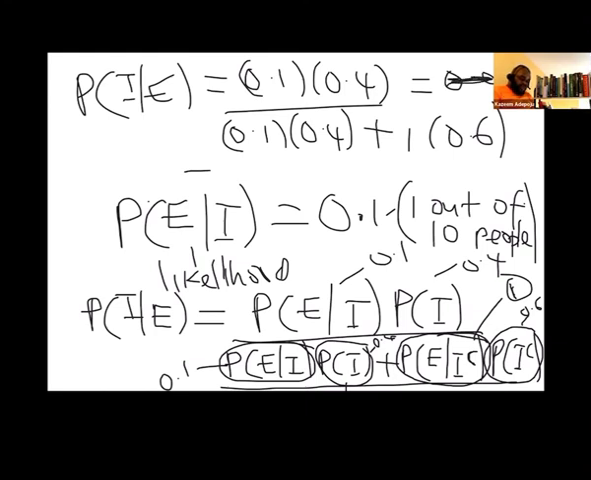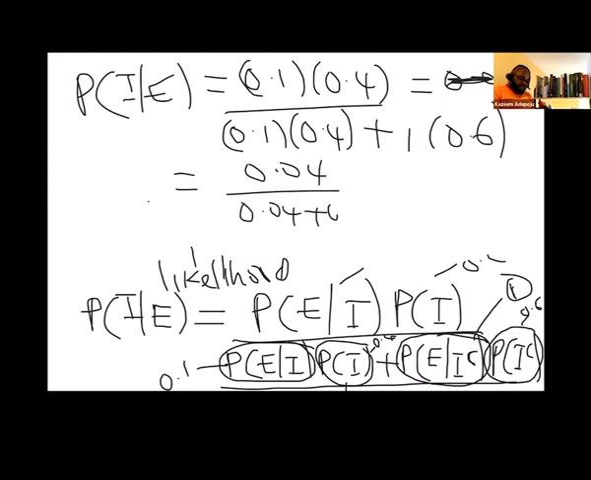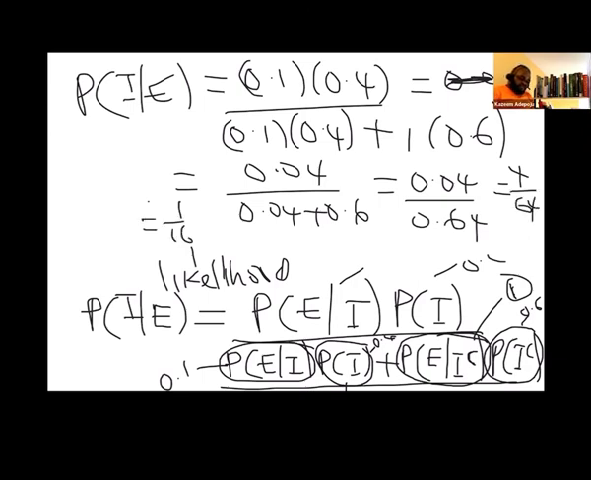So we're going to have, let me clean this to have room, 0.04 divided by 0.04 plus 0.6. So which is 0.04 divided by 0.64. This is more or less looking like 4 over 64, which is 1 over 16. Can somebody give me that? What is 1 over 16?